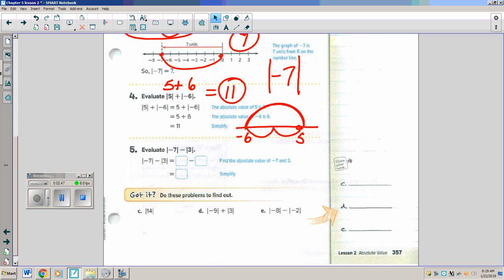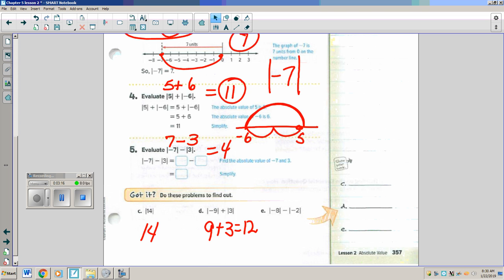The absolute value of -7 is 7, minus the absolute value of 3 is still 3, so that answer is 4. C, the absolute value of 14, it's 14 steps from 0. D, the absolute value of -9 is 9. The absolute value of 3 is 3. That answer is 12.